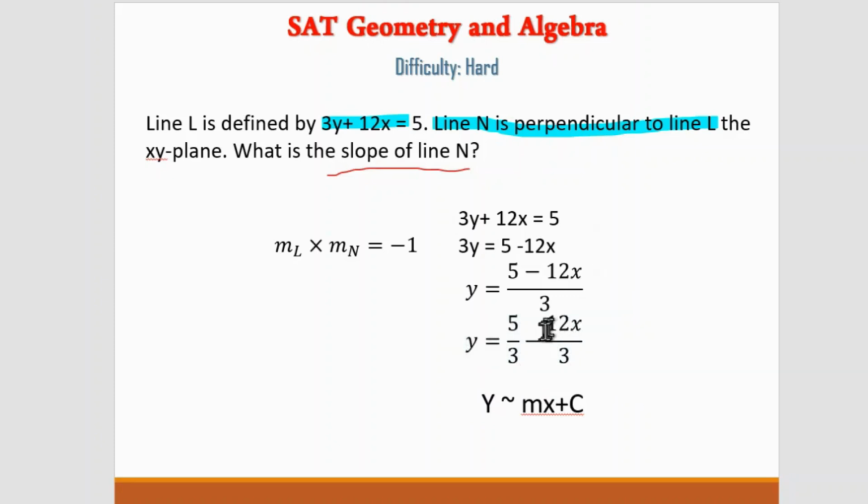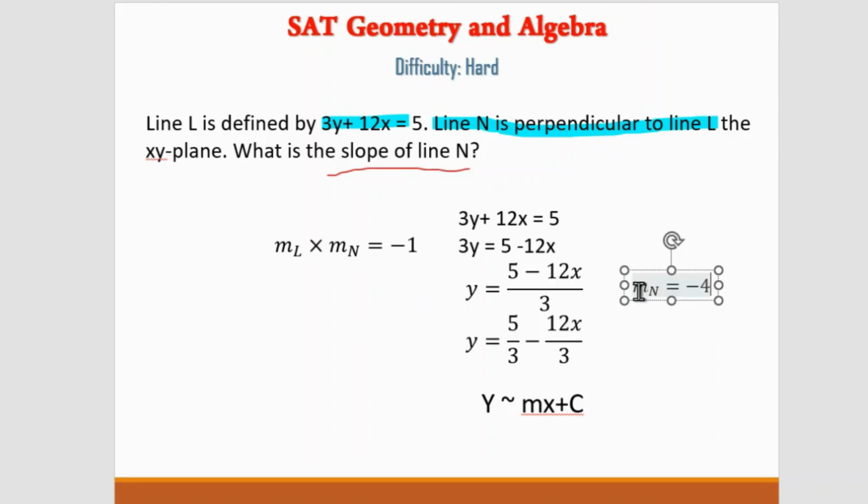Okay, that's it. So from here we can easily write that m of n is equal to negative 12 by 3. So that's our value for m of n. And we all know that if you divide 12 over 3, it is equal to 4. That's it, as easy as that, right?